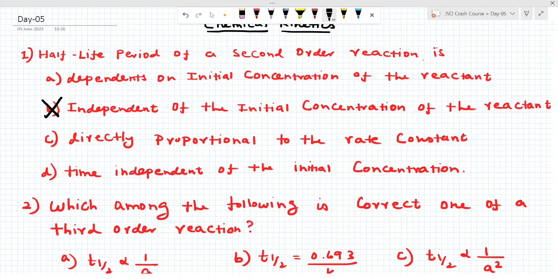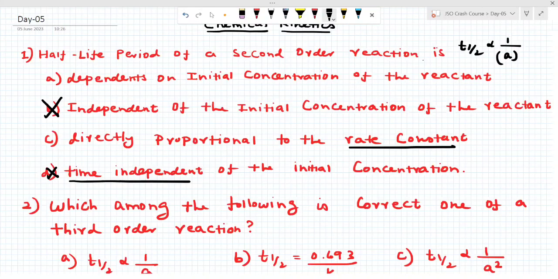Only for zero order is the half-life independent. Now this option says it is directly proportional to the rate constant; we can check whether that is wrong. So this is also wrong, so the answer is either A or C. What is the formula? t half is directly proportional to 1 by a power n minus 1. For the general formula, if n is 2, then n minus 1 is 1. So t half is inversely proportional to a.